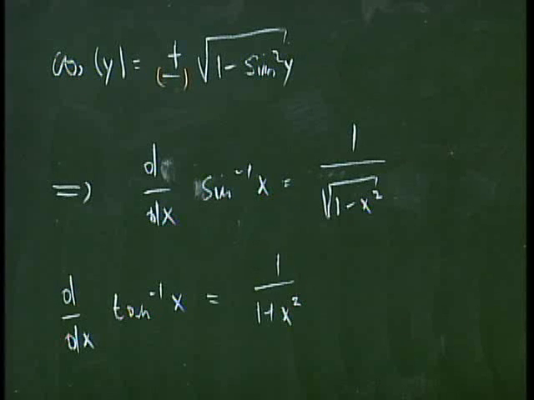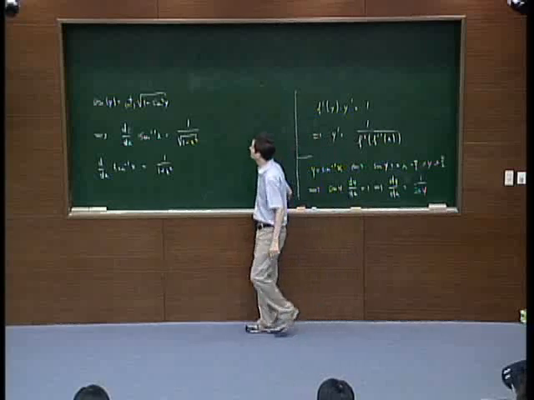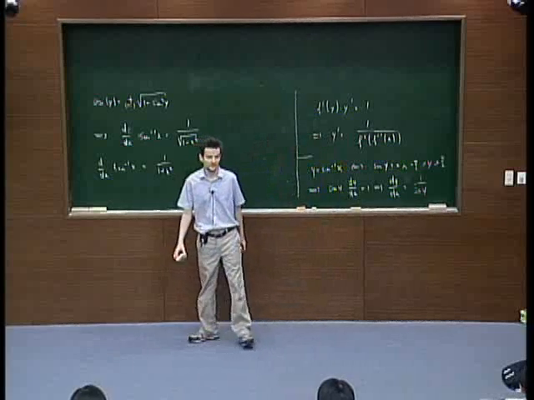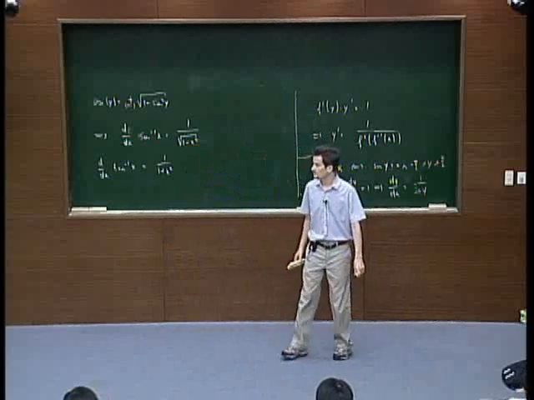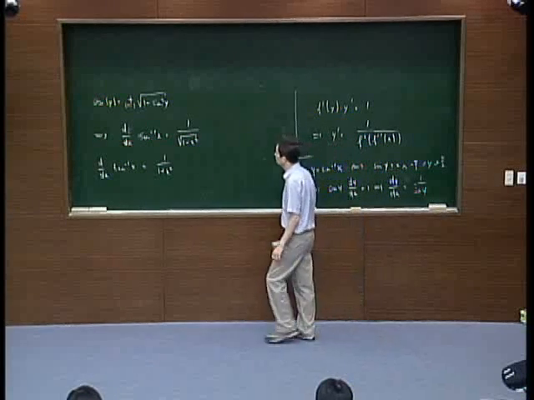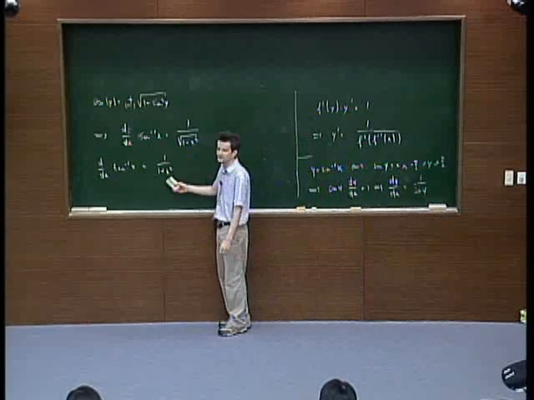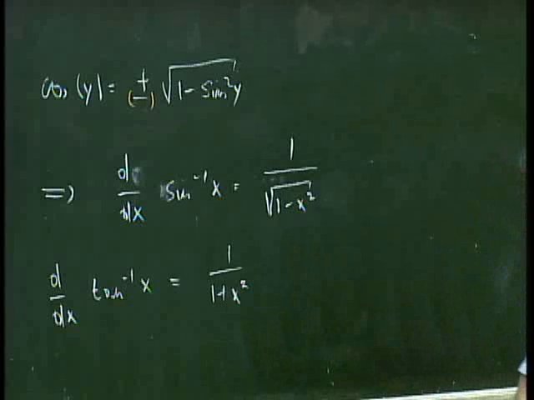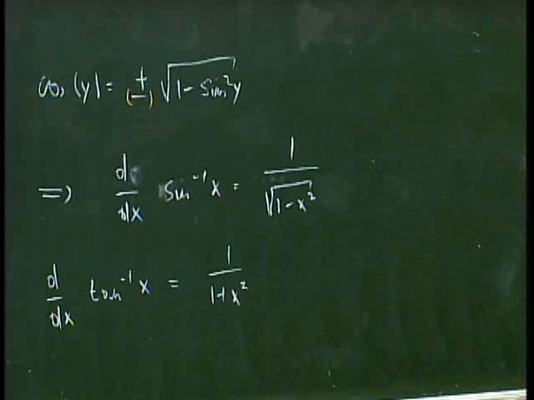So now we are also able to find the derivatives of inverse trigonometric functions. Normally the most important ones are this one and this one. These are the only ones which I can tell you immediately. All others I have to derive on my own.